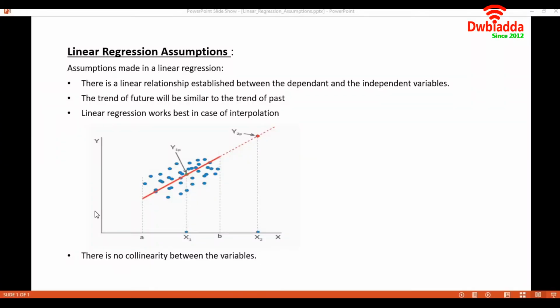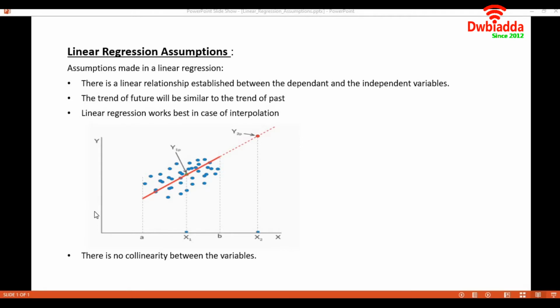Hello and welcome to the session on linear regression using Python. In this session, we would like to learn about the different assumptions which need to be made before we try to run a linear regression. In other words, there are certain conditions that have to be met before we run a linear regression. Let's try to understand them.